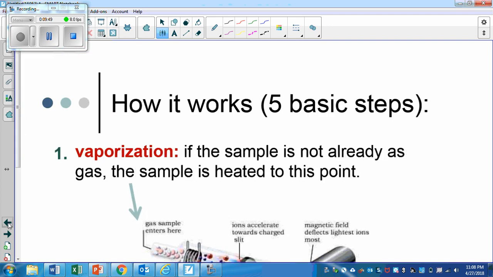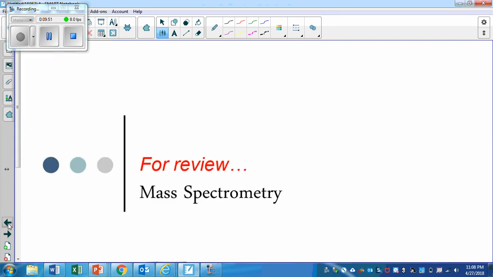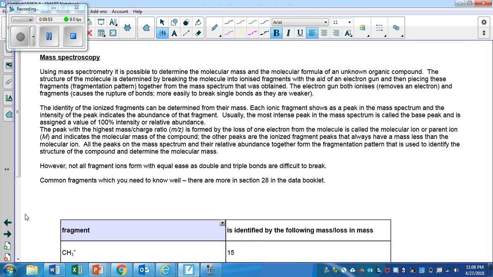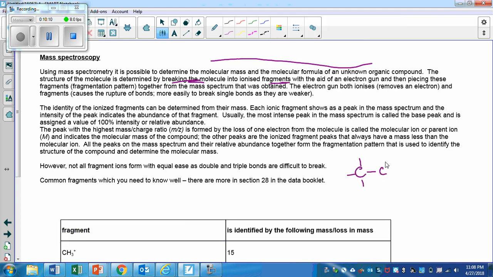But let's go back. What do we use it for? We use mass spectroscopy to determine the molecular mass and the molecular formula of an unknown organic compound. The structure of the molecule is determined by breaking the molecule into ionized fragments. So let's say you have C2H6. Once we ionize it, or let's say you have chlorine on it.